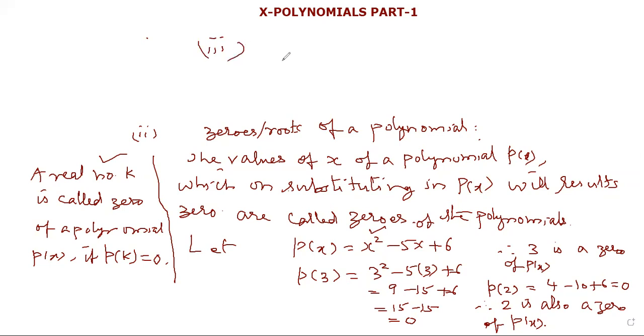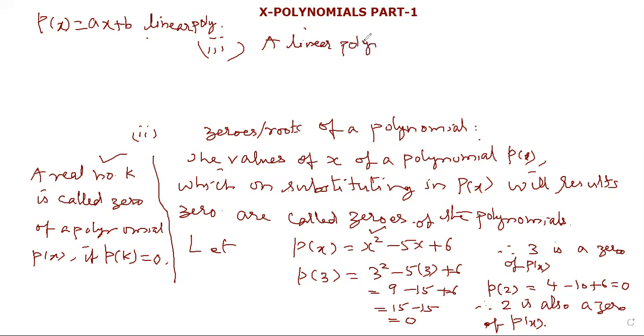A linear polynomial. You know what a linear polynomial is: one where the only power of x is 1, like ax plus b. It has degree 1. Whatever is the degree, or power of x, that will be the number of zeros. A polynomial will have a number of zeros equal to its degree.